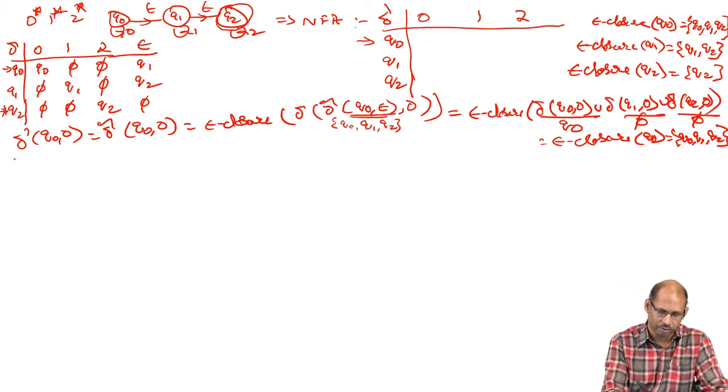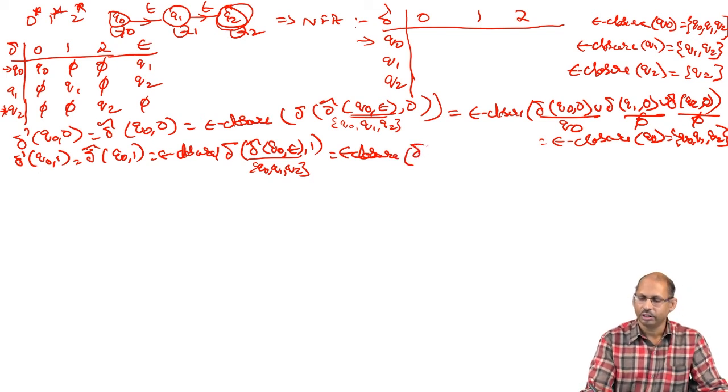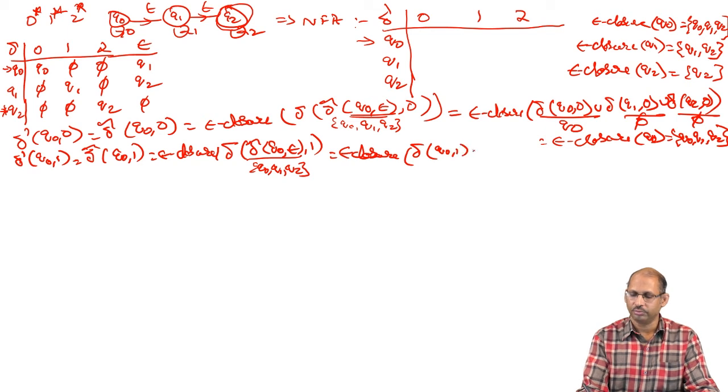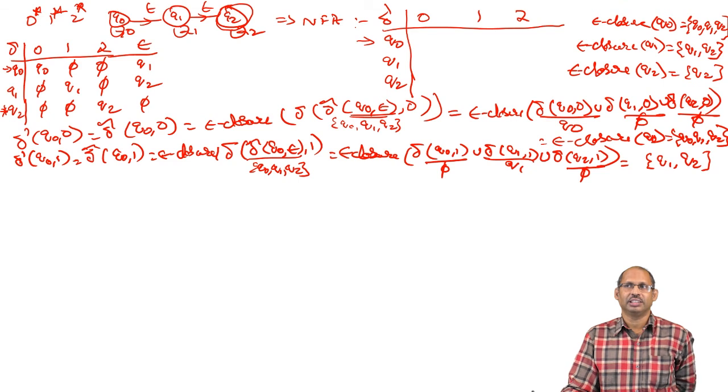Similarly, Q0 on 1: the string transition function of Q0 on 1 is epsilon closure of the transition of the string transition of Q0 on epsilon, on 1, which results in Q0, Q1, Q2. So epsilon closure of the transition of Q0 on 1 union Q1 on 1 union Q2 on 1. Here this is phi, this is Q1, this is phi, which is simply Q1 and Q2. Epsilon closure of Q1 is simply Q1, Q2.